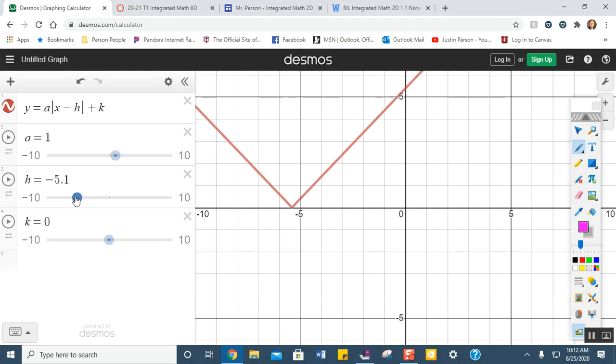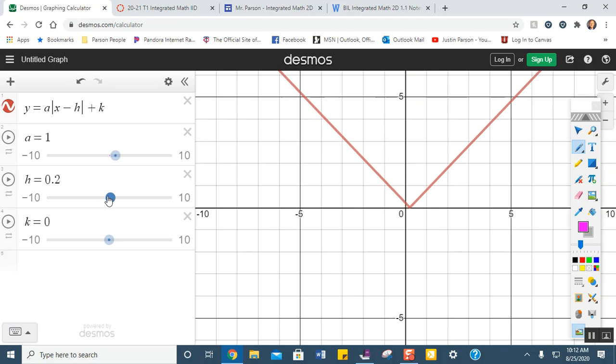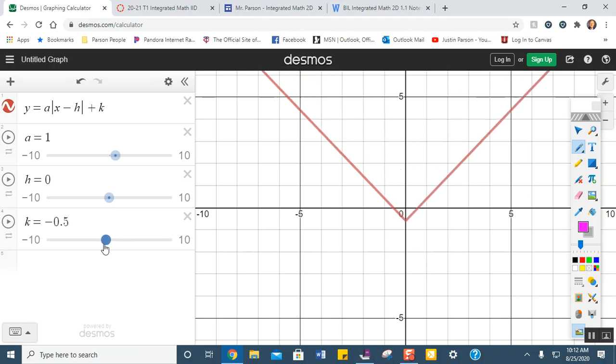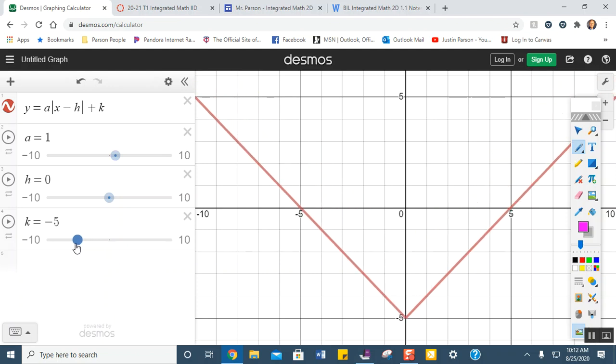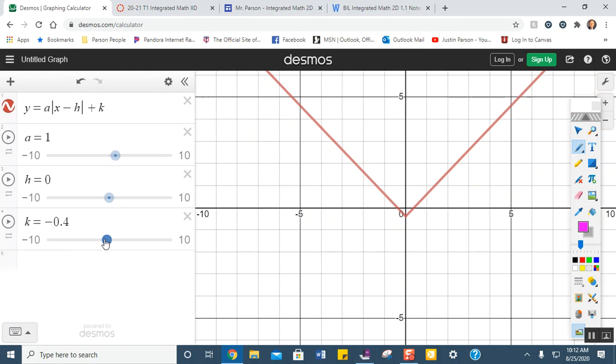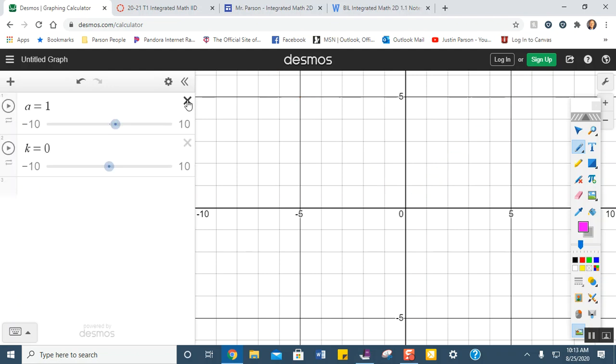Okay, we'll go back to 0 here to where our parent function was, and we'll look at the effects of K. If I change the K value on this, if I make K a positive, the graph simply translates up. And if I make K a negative value, it simply translates down. So what we want to do is I'm going to get rid of some of these here. And we're going to use Desmos here to talk about.